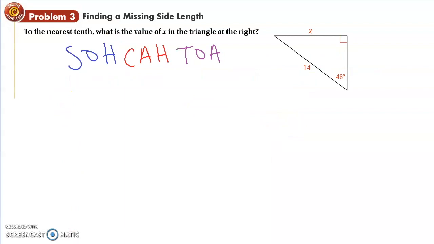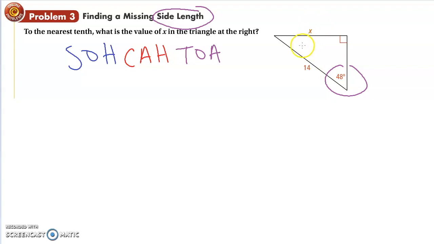Problem 3 has a little bit of a different idea behind it. To the nearest tenth, what is the value of x in the triangle? We want to try to find, in this case, the missing side length. We want to get this guy. So what do we know? Well, we know that we have an angle to work with. We have a side length as the hypotenuse, and we have this guy.